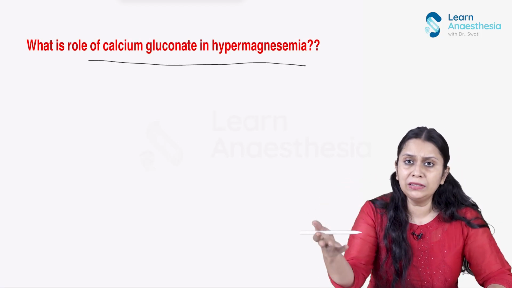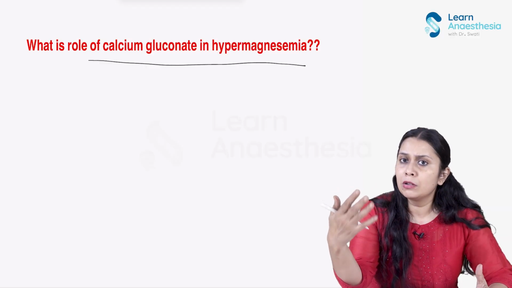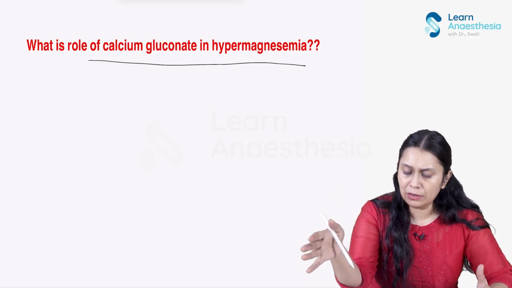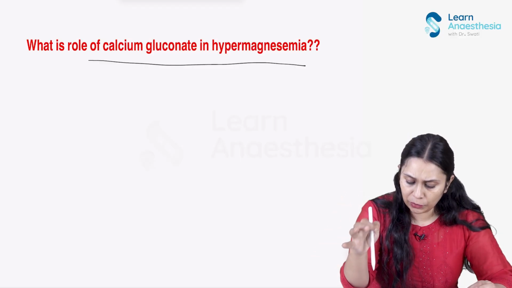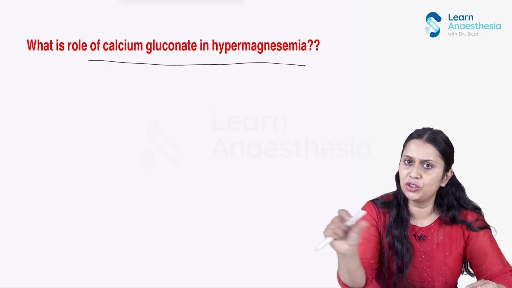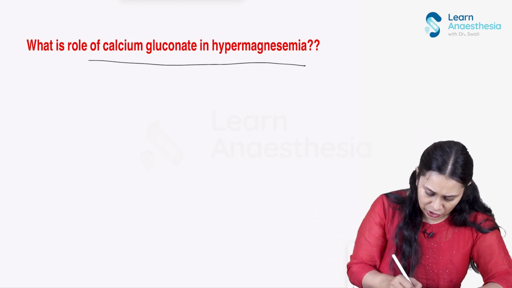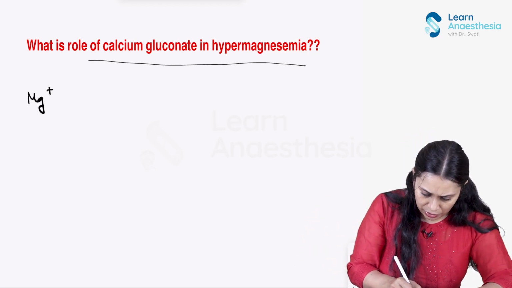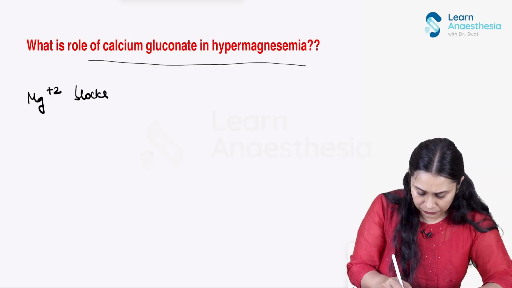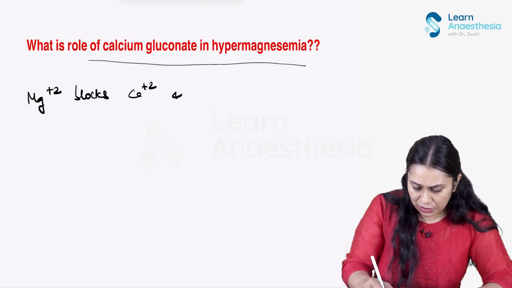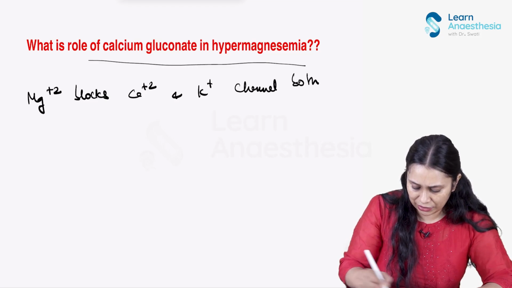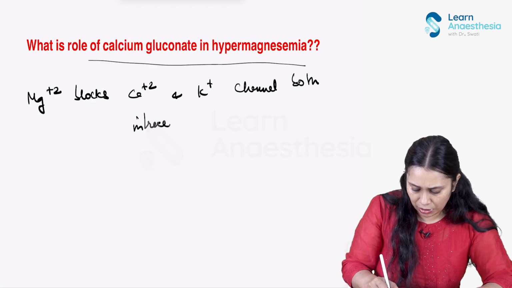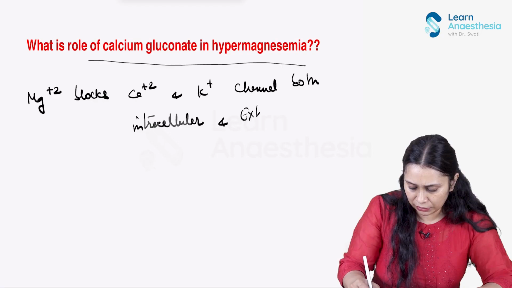What does magnesium do? Magnesium blocks the calcium and the potassium channel, both extracellular and intracellular. So when we give calcium gluconate, it directly antagonizes the action of magnesium. So what magnesium does is, magnesium blocks calcium and potassium channels, both intracellular and extracellular.